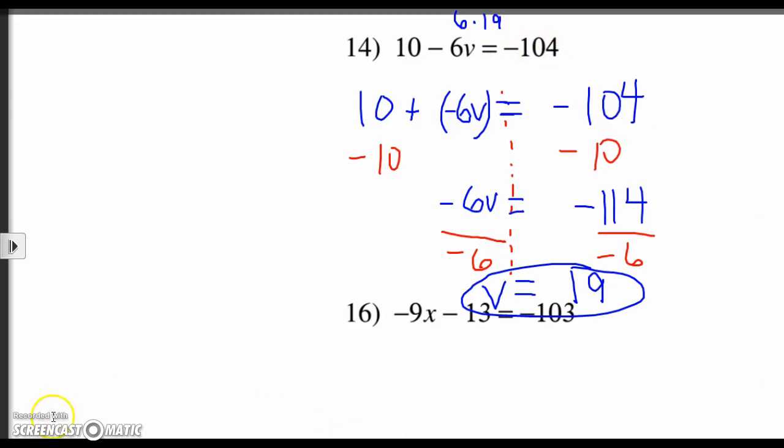So those are some things to look for. The fraction bars being grouping signs, and what can I do if I have a negative variable.